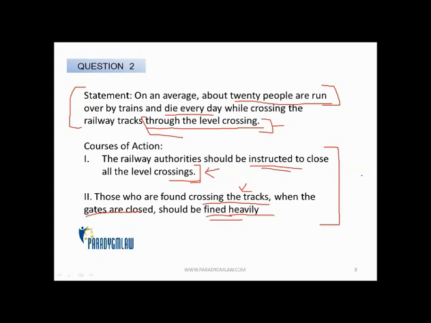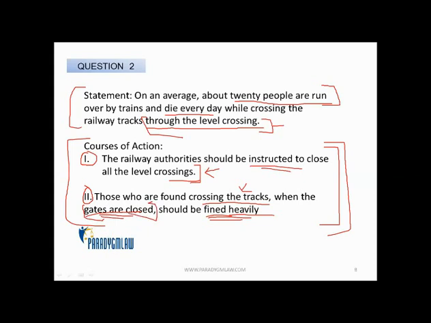Maybe as an individual, we would say there are people who, in spite of everything, will still take that risk of crossing the railway line, but that is something that is beyond the scope of this question. For now, all we need to consider is at an administrative level, which course of action is most feasible. Now, unless you implement course of action 1, course of action 2 will not work. In the sense, how can you fine someone heavily if he's crossing the tracks if this is not ensured? Gates being closed have to be ensured.